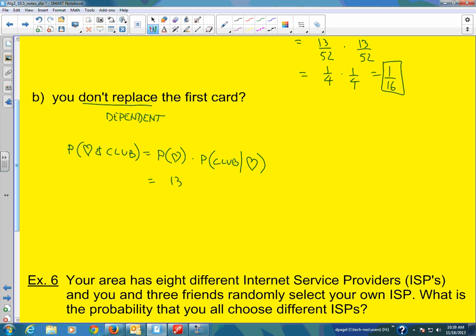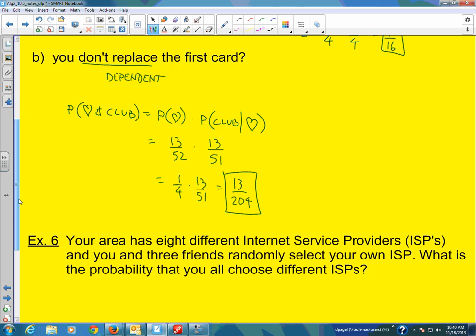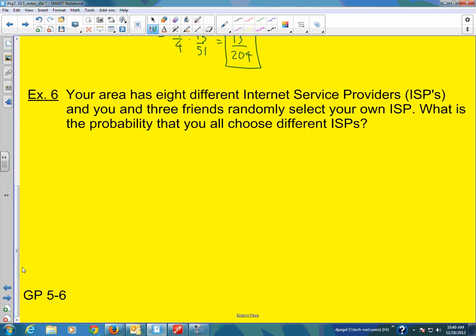So 13 out of the 52 for hearts, but now I have 13 out of only 51 this time for my clubs. And then this reduces again, and we get 13 over 204. So that's dependent.